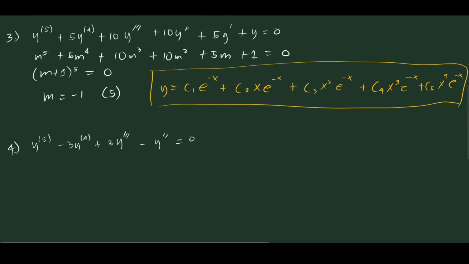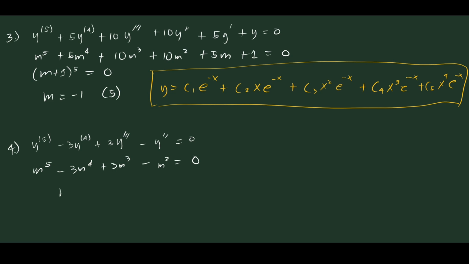Okay, and now we have here another fifth order equation. So the words are getting jumbled here, so I'm sorry for that. So let's write the auxiliary equation. We have here m raised to 5 minus 3m raised to 4 plus 3m cubed minus m squared is equal to 0. Now this is another interesting case.